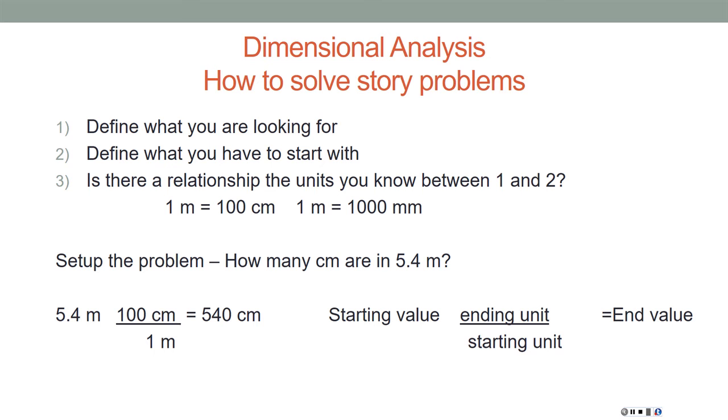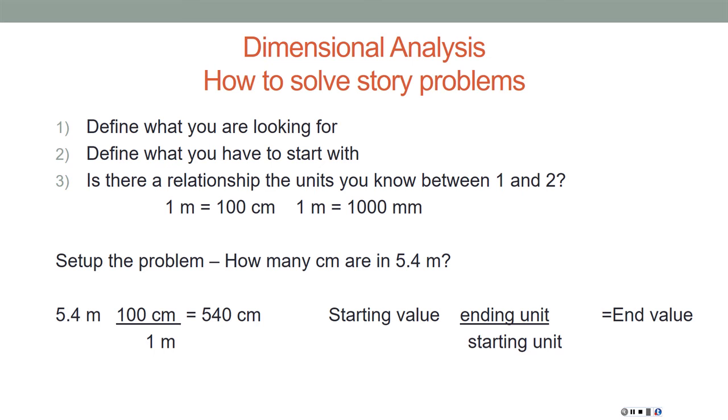So we're starting with meters and we want to get to millimeters. The last thing we have to do is ask ourselves, do we know a relationship between number 1 and number 2? So do we know a relationship between millimeters and meters? We do. We know that 1 meter is equal to 1,000 millimeters. So if you can get through that part, ask yourself, what am I looking for, what am I starting with, and what is the relationship between the two? You're 90% done with the problem.